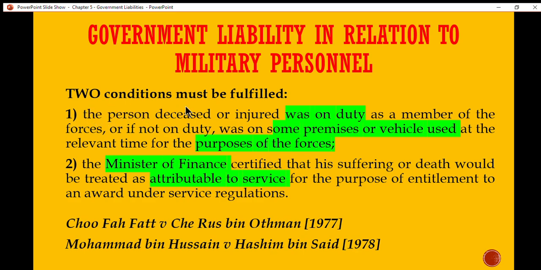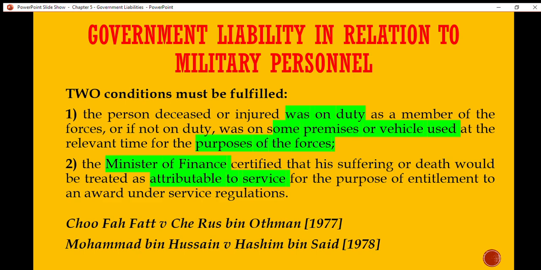First, the person diseased or injured was on duty as a member of the force, or if not on duty, was on some premises or vehicle used at the relevant time for the purpose of the force. So we must prove that the injured party or the deceased was a member of a force. They must perform their duty as a member of the force, or even if not performing the duty, he was on some premises or vehicle used at the relevant time for the purpose of the force. This is very important. For the purpose of the force means based on their employment.